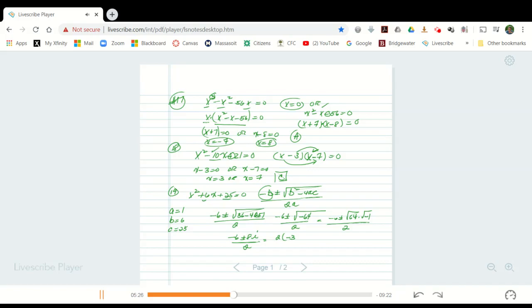And I can cancel out the 2. So there I have it: minus 3 minus 4i, and minus 3 plus 4i. That's the way the answer is written, letter C.